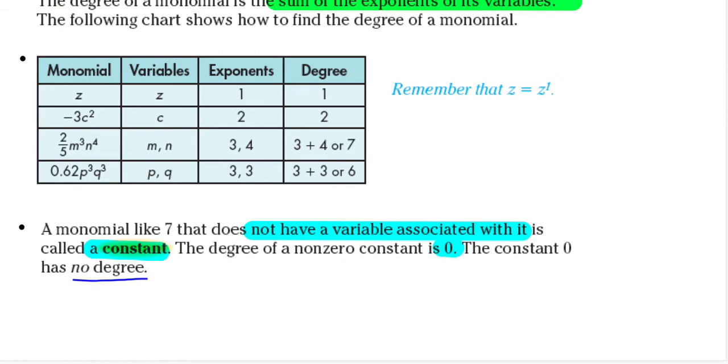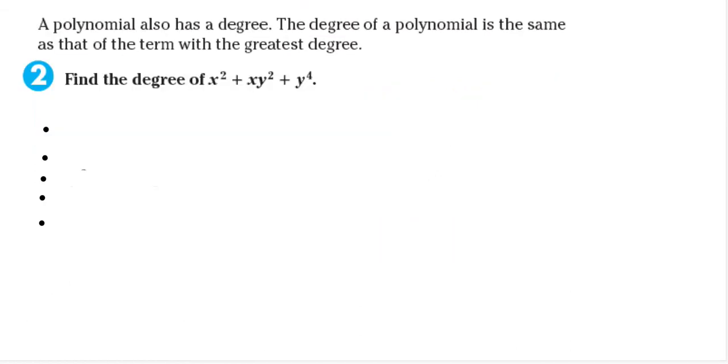Okay, let's move on. A polynomial also has a degree. Remember, we talked about the degree of a monomial. The degree of a polynomial is the same as the degree of the term with the greatest degree. Sounds confusing? Let's find out how it works.